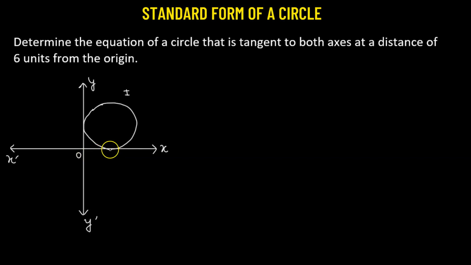So this is one possibility, and it's given here that the point where it touches is 6 units away from the origin. So that means this point is 6 units away from the origin, as well as the point along the y-axis that's also 6 units away from the origin. So this is one possibility.